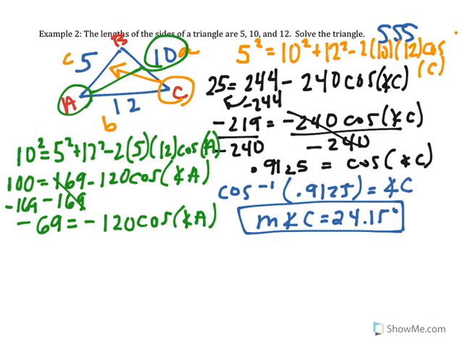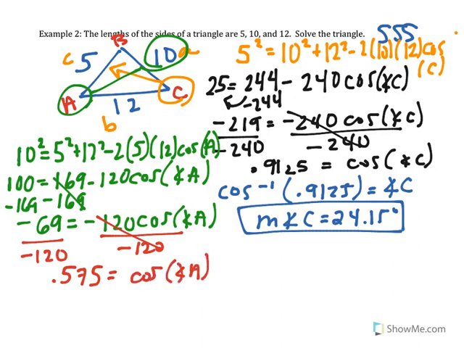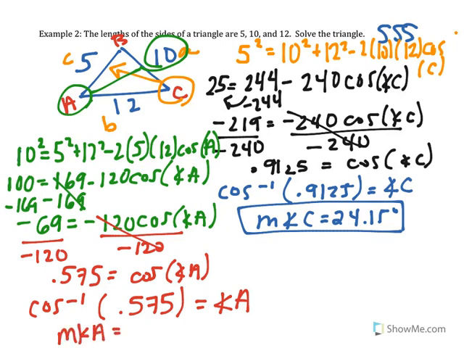What do we do at this step? We need to get the cosine of angle A alone. Divide by negative 120. So we'll get 0.575 equals cosine of angle A. How do we undo the cosine? We need to take inverse cosine of both sides. So inverse cosine of 0.575 equals angle A. If you put that in your calculator in degree mode, you will get the measure of angle A equals 54.9 degrees. Again, it makes sense that it's a little bigger than the last angle, but maybe not the largest in the triangle.